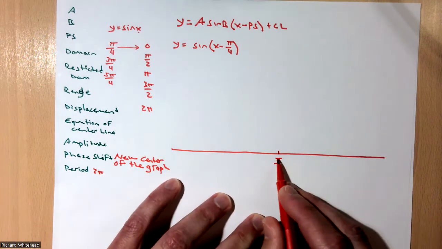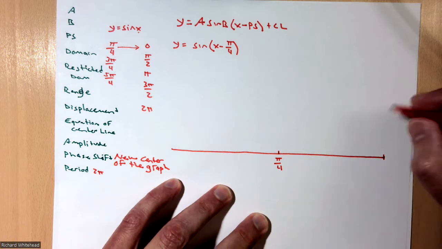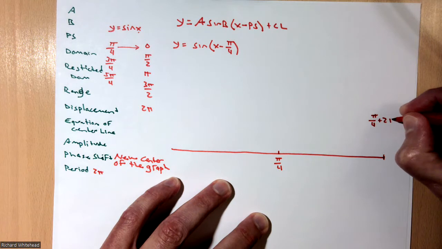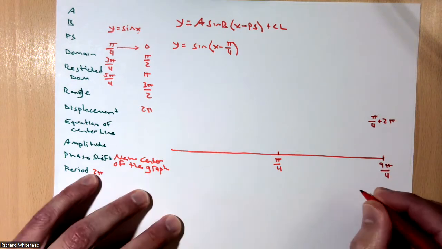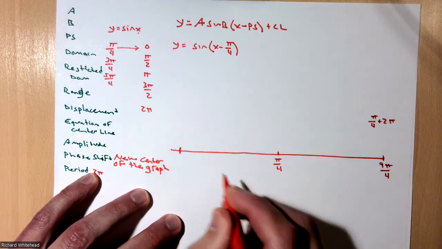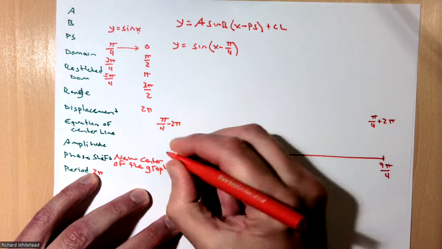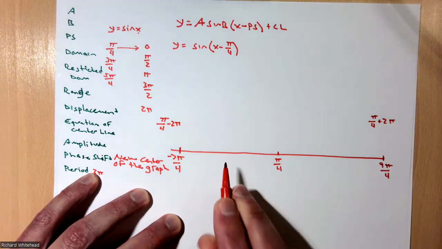So we're going to say to ourselves, all right, my endpoint needs to be 2 pi spaces. So my endpoint on this side is going to be pi over 4 plus 2 pi, so 9 pi over 4. And my endpoint on this side, I'm going the other way, it's going to be pi over 4 minus 2 pi, so negative 7 pi over 4. Then we've got to fill all this in.